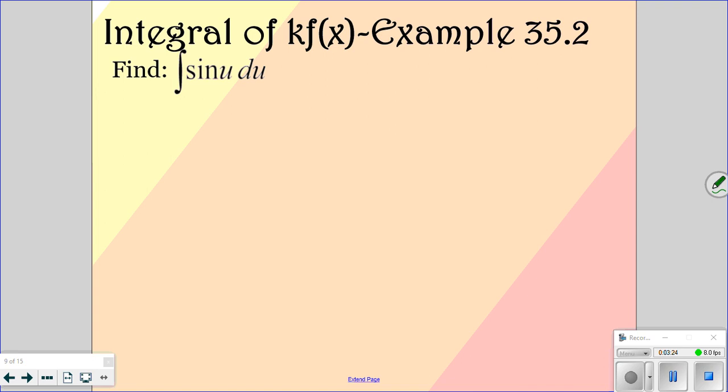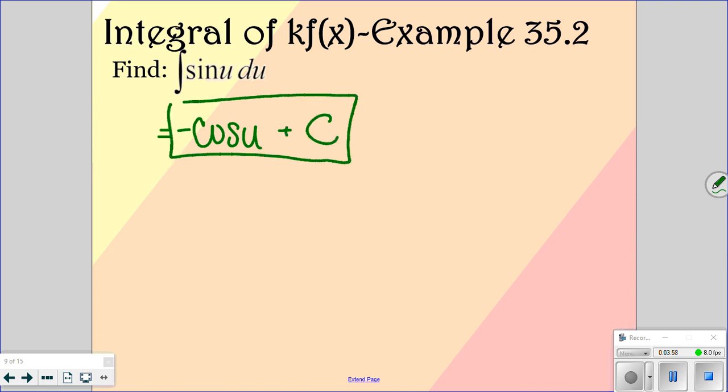Looking at another example, we have the integral of sine of u du. So again, our variable is u. So what is the integral of sine? Remember, sine and cosine go back and forth. Is the derivative of cosine sine? No. How about, is the derivative of negative cosine positive sine? It is. And you need to put your plus c for your answer.